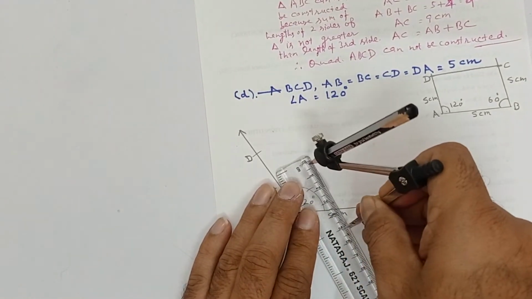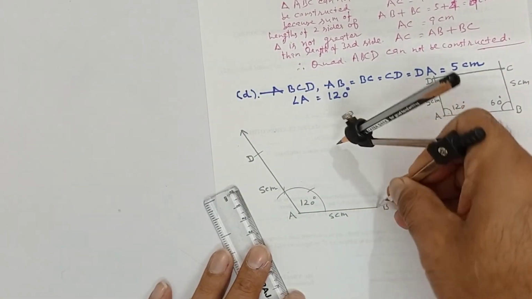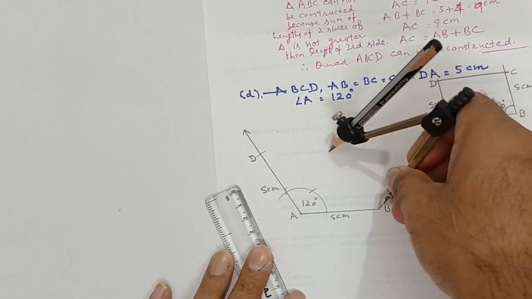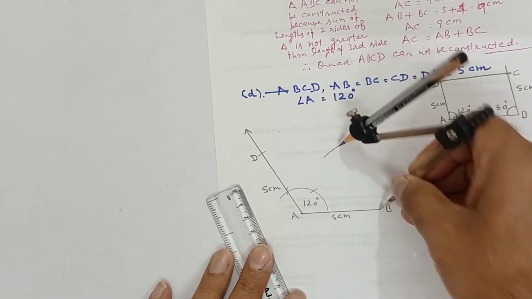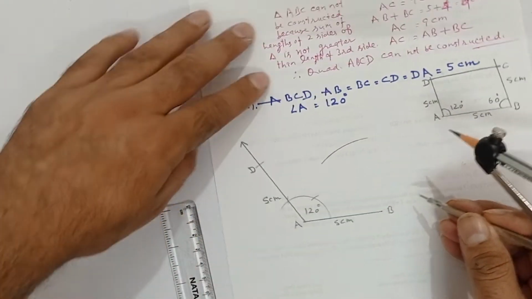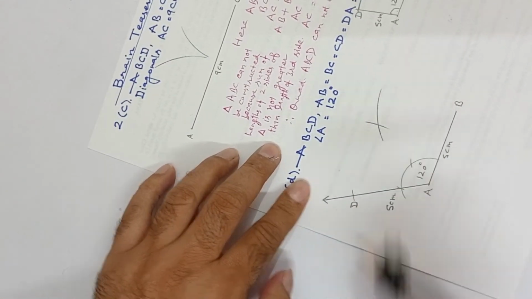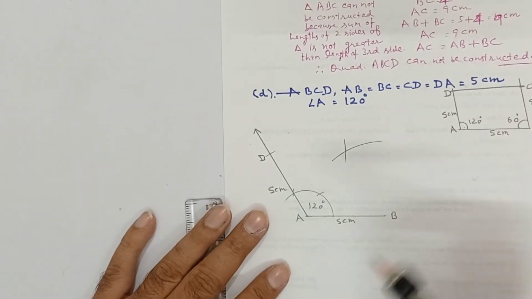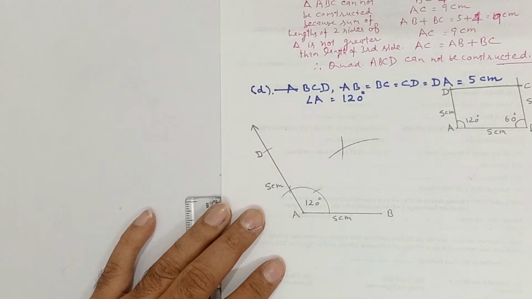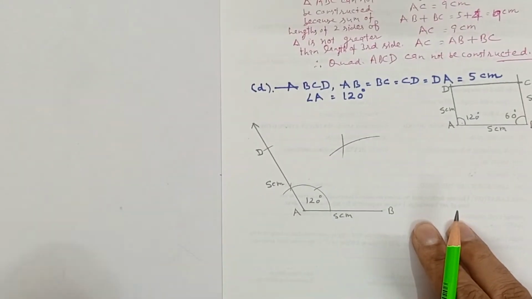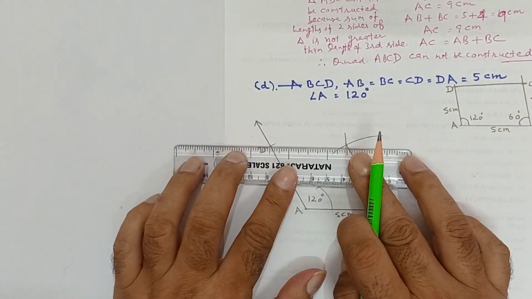Again the compass is opened to 5 centimeter as previously. Keep the compass tip on B and cut an arc this way, an arc of 5 centimeter. And similarly keep the compass tip on D, and with the same opening of 5 centimeter cut another arc. Once you cut 5 centimeter from B, once from D, and both the arcs are intersecting each other. Now you join it with B and then with D.